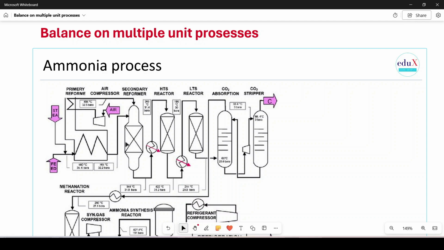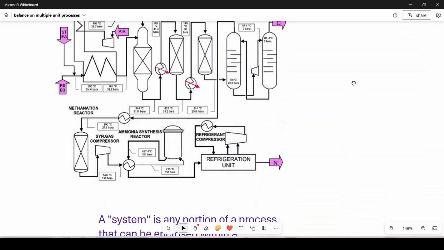So in practical applications, you have to apply material balance on such kind of processes, and how you can apply material balance on these complex processes. So that is the topic for today's discussion. So we can move forward.